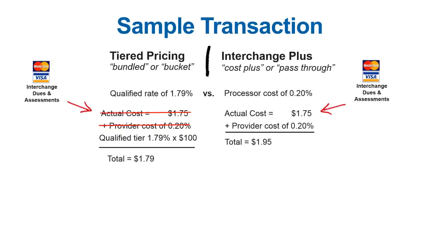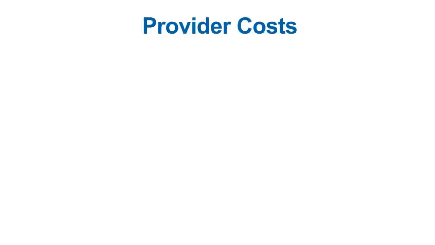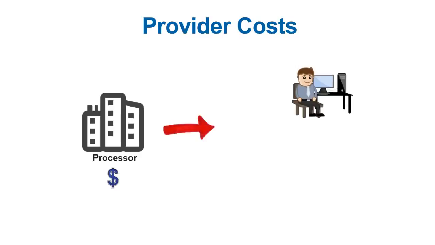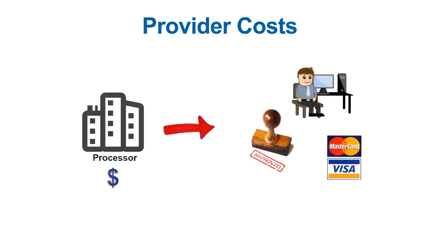So in this example, you can see that with the Interchange Plus pricing model, your total cost is $1.95 compared to the $1.79 with the tier-based model. In either example, you can see that only a small piece of the total fee is paid to the processor, as most of the fee is sent back to the issuing bank. Provider costs are collected for the purpose of paying network fees and other general business costs, such as administrative expenses associated with account servicing, application approval, and costs related to licensing the electronic payment networks. For each transaction, this same calculation is done depending on the pricing model that you're currently paying.